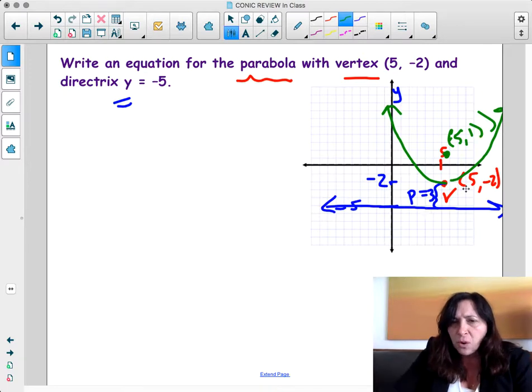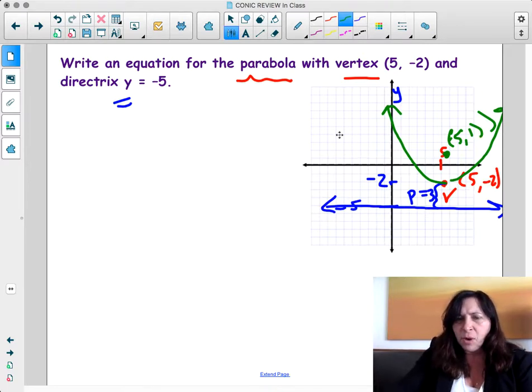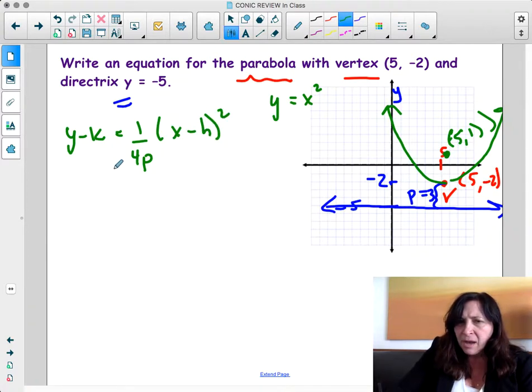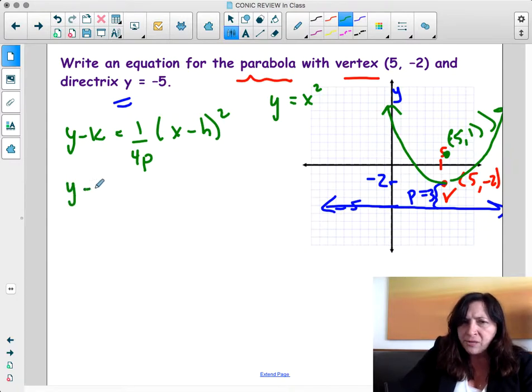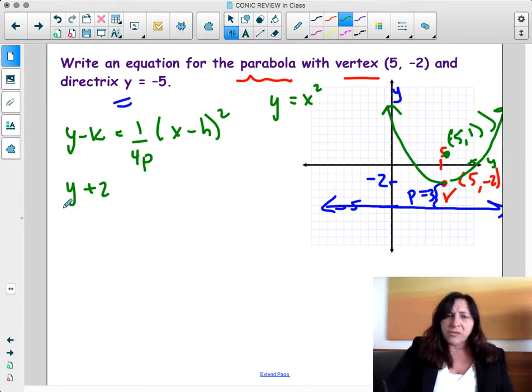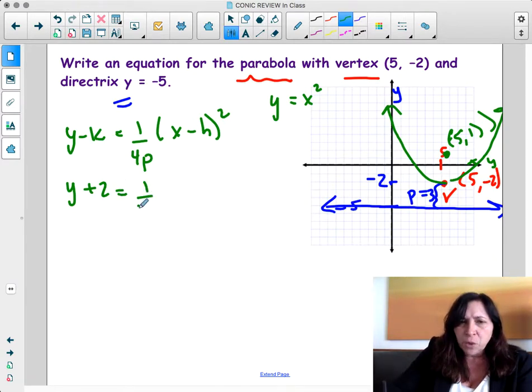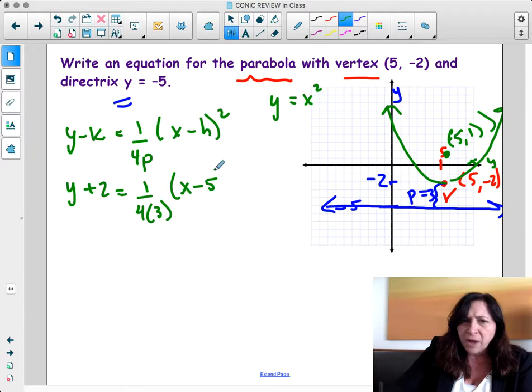That's it. So I know that my vertex is 5, negative 2. I know it's a parabola. The parabola is going to look like this eventually, at y equals x squared. So we're going to go y minus k equals 1 over 4p times the quantity x minus h quantity squared. So therefore, I'm going to put my vertex in, and I've got 5, negative 2. So y minus negative 2, or plus 2. Remember, this goes with x, this goes with y. Just because y is first over here doesn't mean you put the 5 first. So y plus 2 equals 1 over 4p. P is 3. And then times the quantity x minus 5 quantity squared.